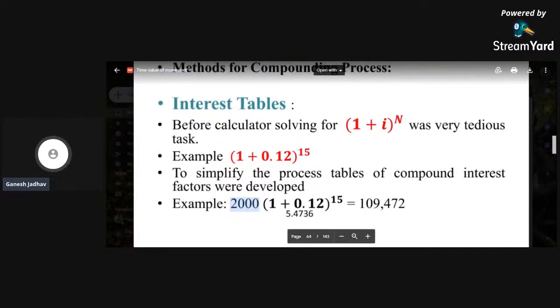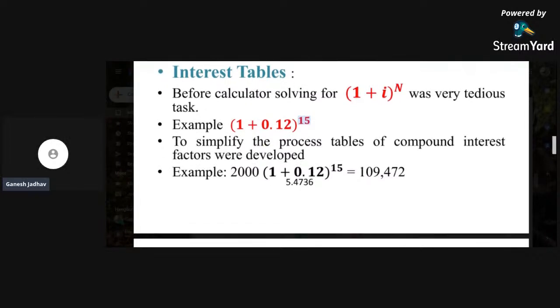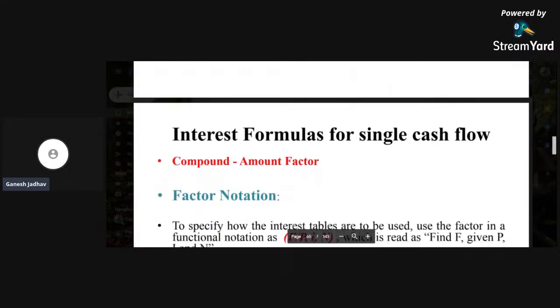So this is required. This is a very tedious task, because here the value of n is equal to 15. A bracket raised to n means a very huge amount. So this is a tedious process.